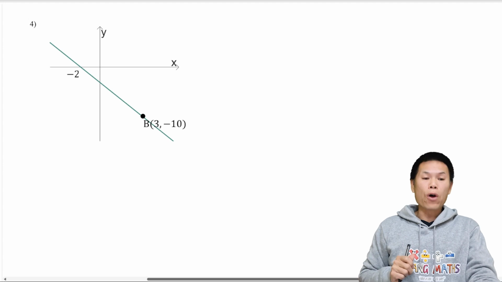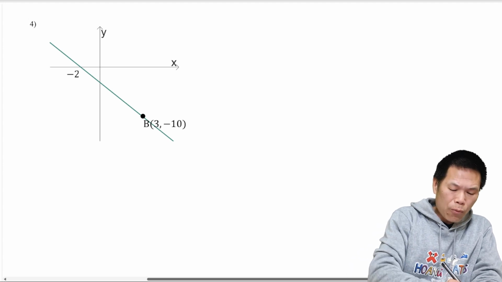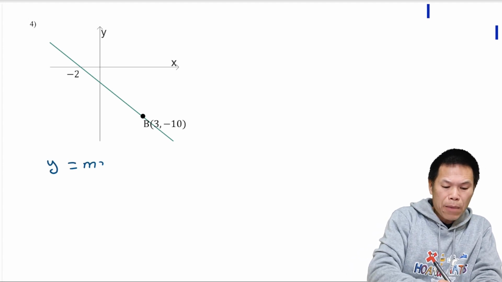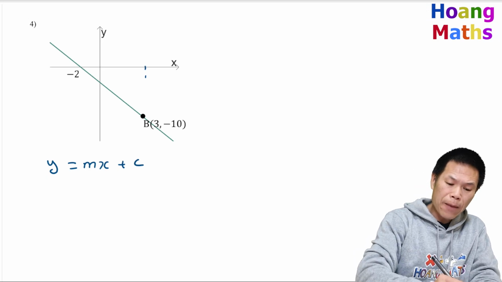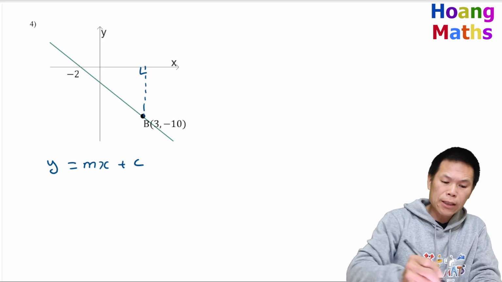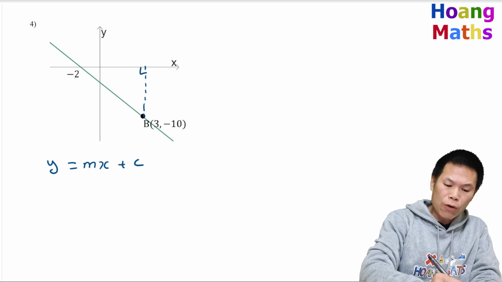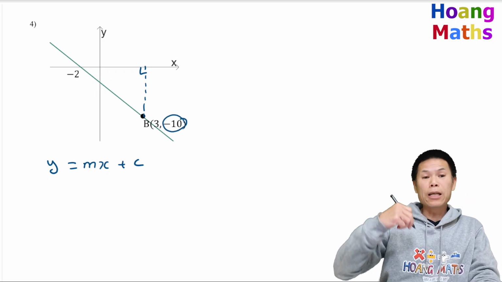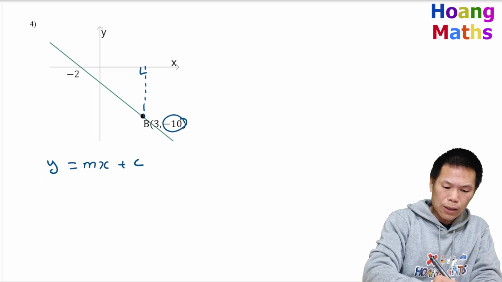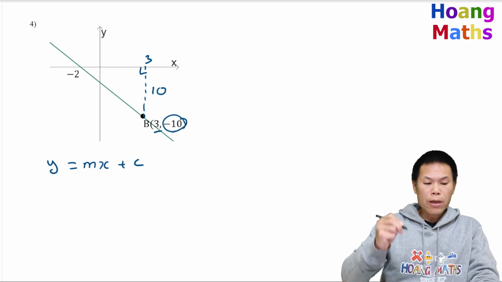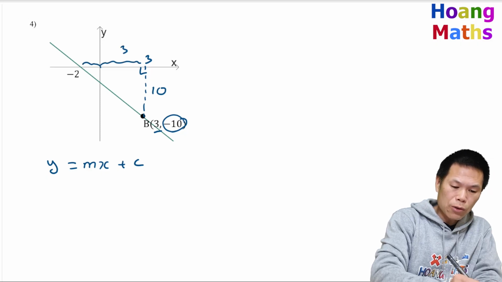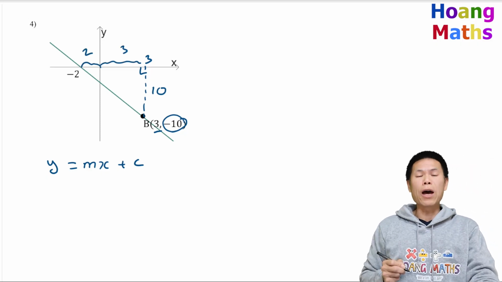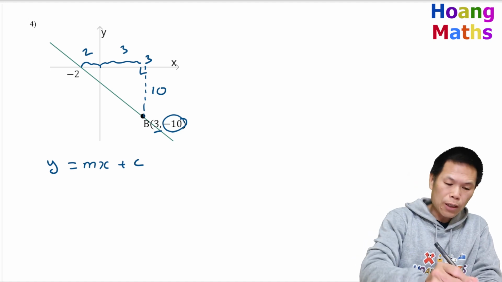Now, question 4. So again, we know that y is mx plus c. So let me just find the value of m. Construct this triangle first. So therefore, from 0 to -10 is 10 units, right? So this is 10. Of course, 3, -10 means this 3 here. And then from here to here, 3 units. From here to here, 2 units. So the run will be 2 plus 3 is 5.